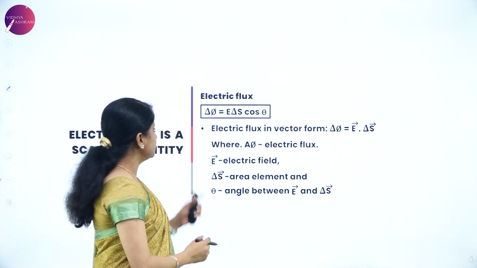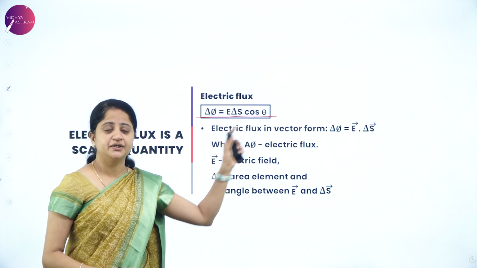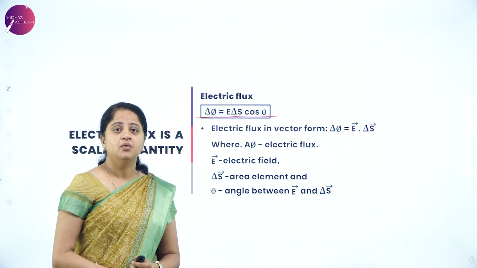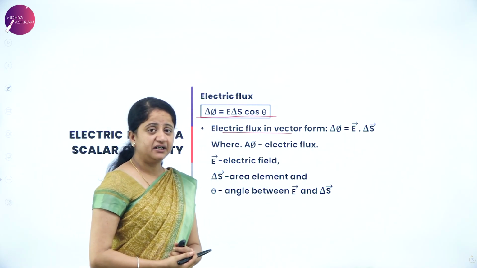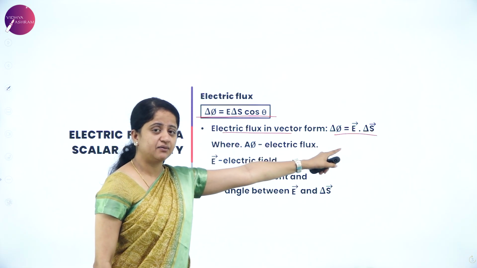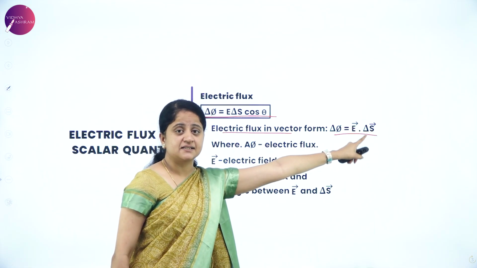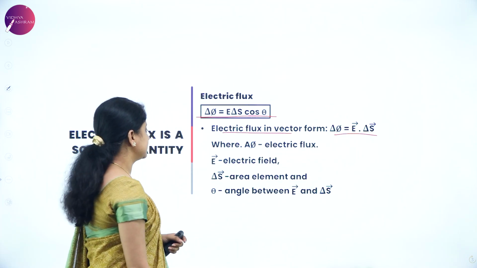So what is the expression for electric flux? It is given by delta phi is equal to E into delta S cos theta. What is delta phi? Delta phi is nothing but the electric flux, and in vector form we can represent it as vector E, because electric field is a vector quantity, into delta S. Again it is in vector form. Delta S is nothing but the surface element.